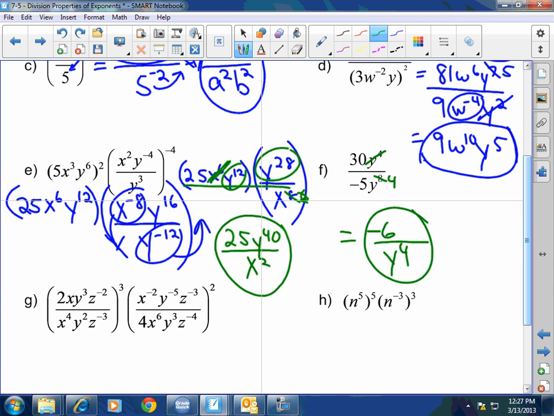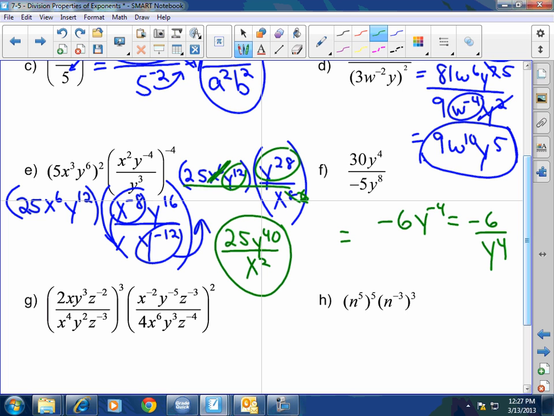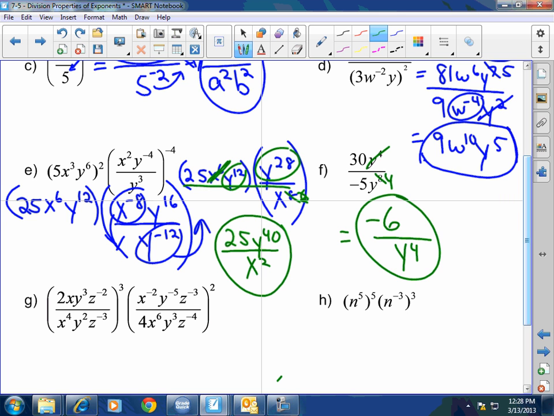So either get strong with negatives and do it the official way, which would be like this. That'd be negative 6 y to the negative 4th, which equals negative 6 over y to the 4th. Or learn how to cancel it. But you got to learn one way. It's going to be negative 6. Those 4 go bye-bye, and you're left with y to the 4th down here. Either or. I don't care. I'm not going to penalize you for doing it one way or the other. But you will get it marked wrong if you do not do it correctly.